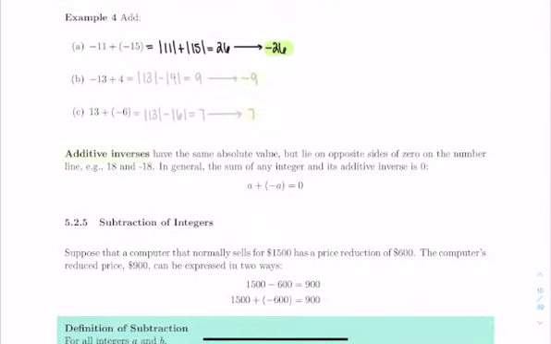What about -13 plus 4? Well, we want to subtract the smaller absolute value from the larger one. So we're going to subtract the absolute value of 4 from the absolute value of 13. Well, 13 minus 4 gives me 9. And since 13 is the greater absolute value and it was negative originally, that means this is going to be -9.